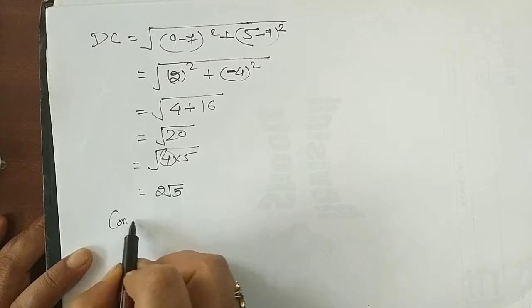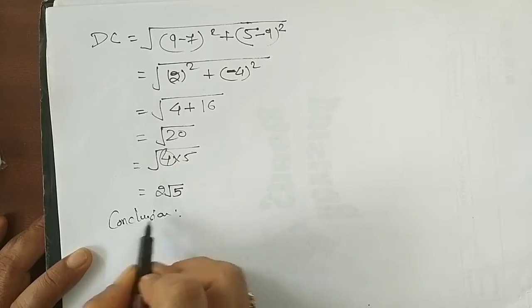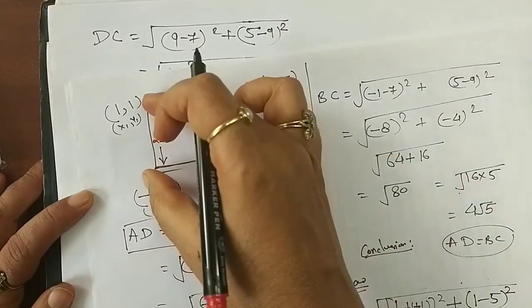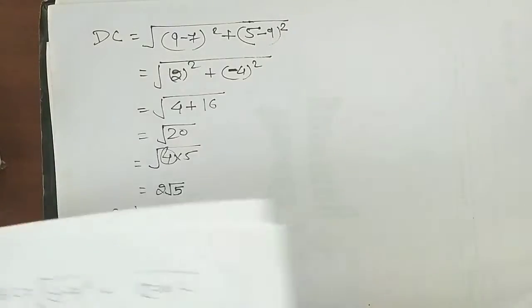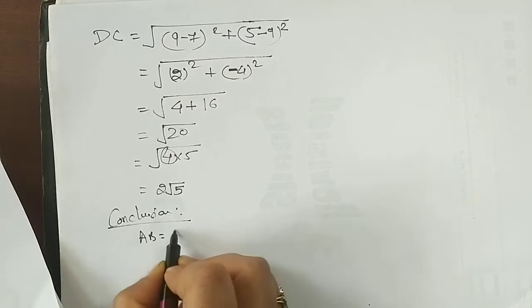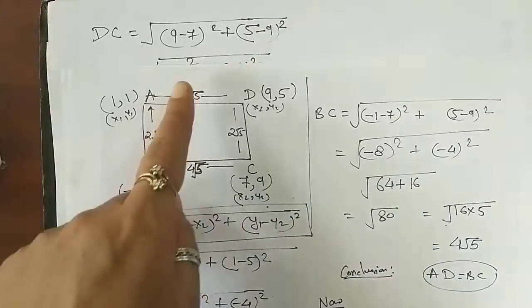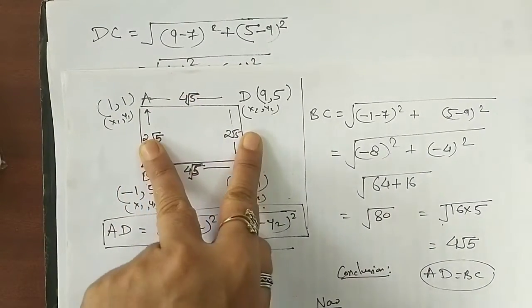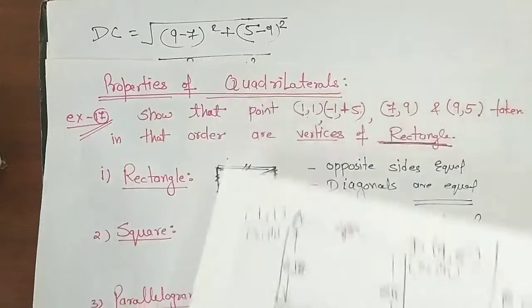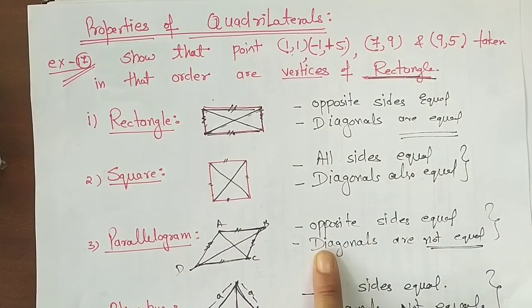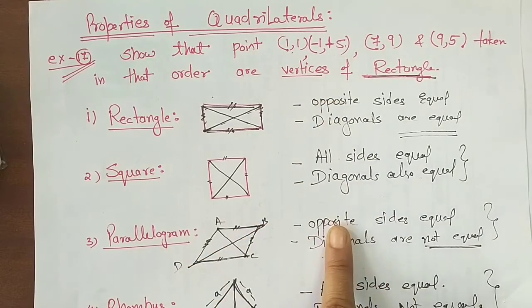So what is the conclusion, guys? You can see clearly in the conclusion, if I write this also 2 root 5, so I am getting AB is equal to DC. So what I can say, AD is equal to BC and this is equal to this. Opposite sides are equal. So there are chances according to property that it is a rectangle or it is a parallelogram because opposite sides are equal.